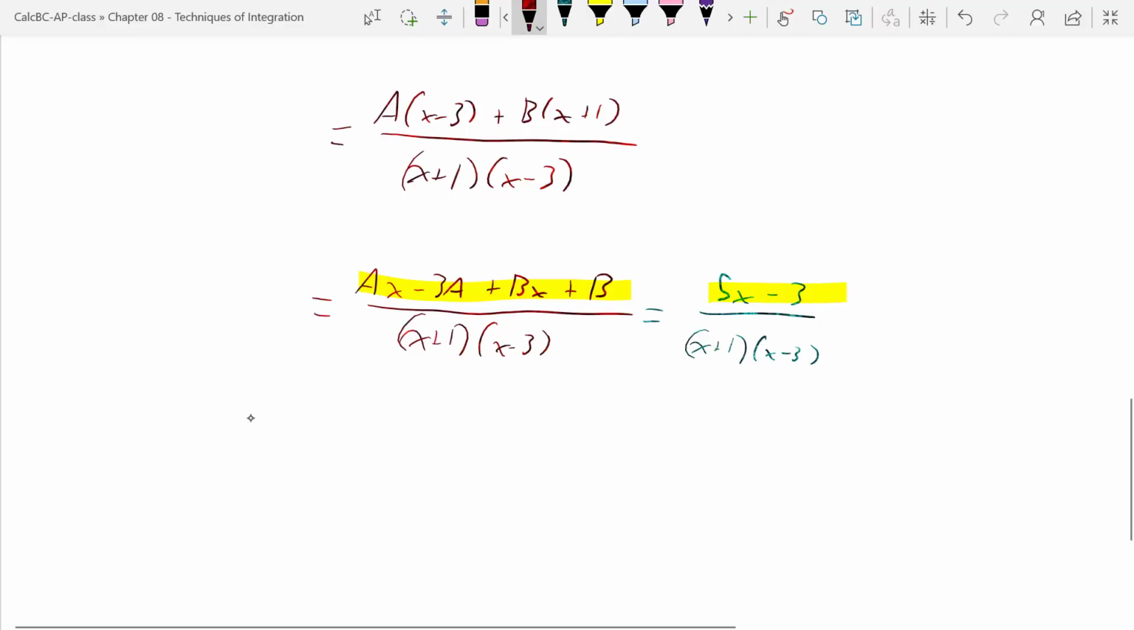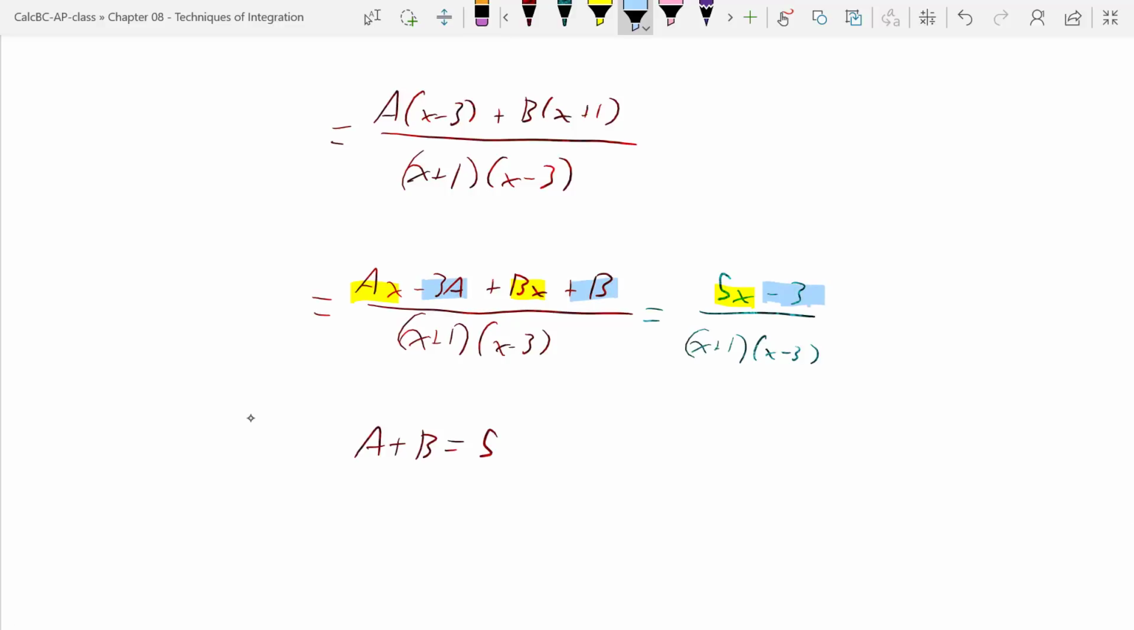So let's first check out the x terms. I know that from the x terms, which are these terms, the ax, the bx, and the 5x, I would know that a plus b has to be equal to 5. Then from the other terms, the constant terms, the ones that don't have an x in them, this and this, let's get those negatives in there, I would know that negative 3a plus b has to be equal to negative 3.